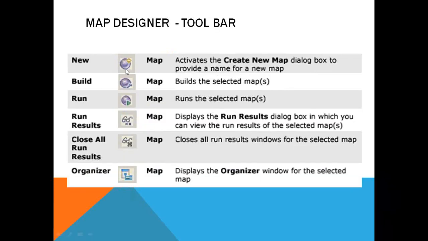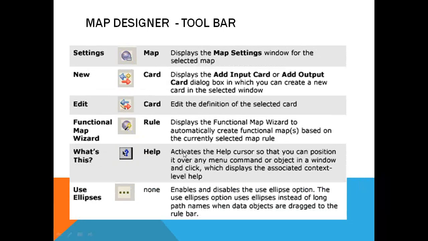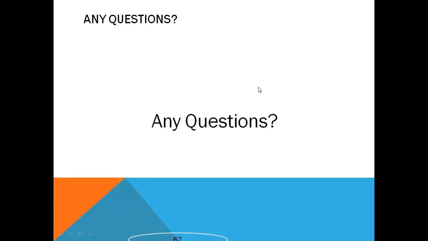And this is to create the new map. This is build map, run map. This is the run results icon. This is map setting edit. These are all the icons. Do you have any question?